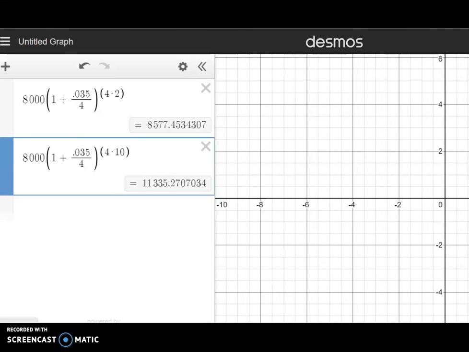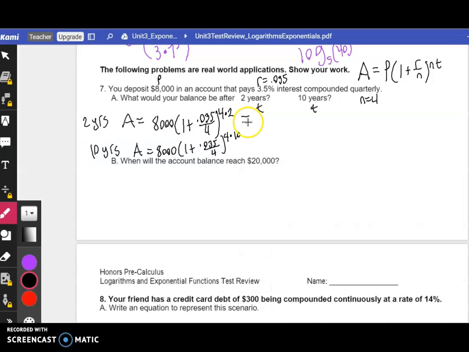Alright, so I have typed those calculations into Desmos, and now I've got my values. $8,577.45 for 2 years and $11,335.27 for 10 years. I can just write those down. That was $8,577.45 and $11,335.27.